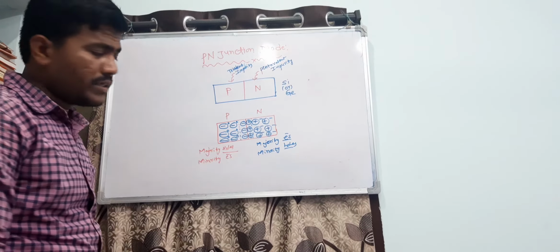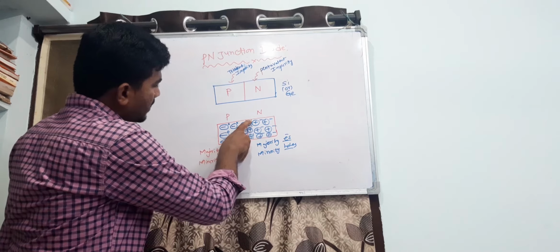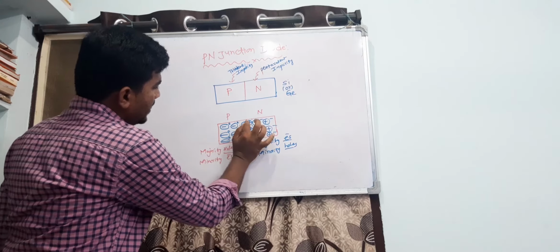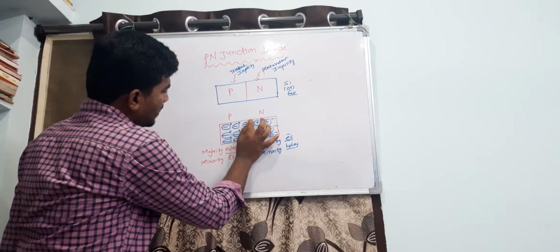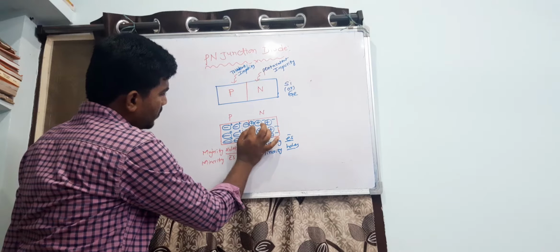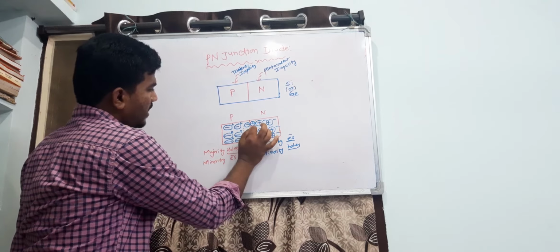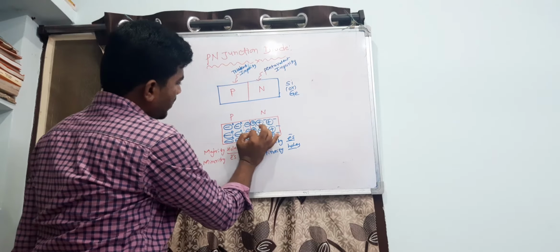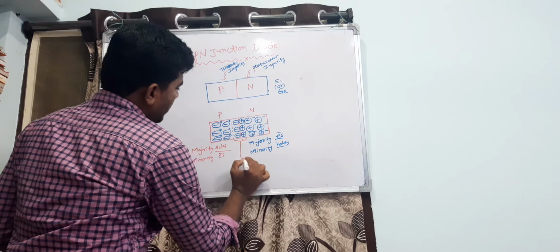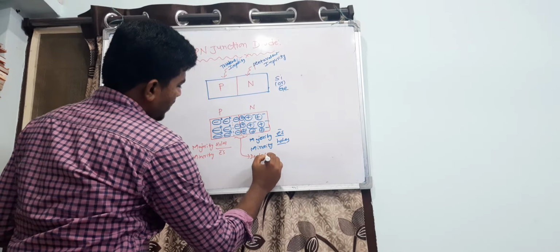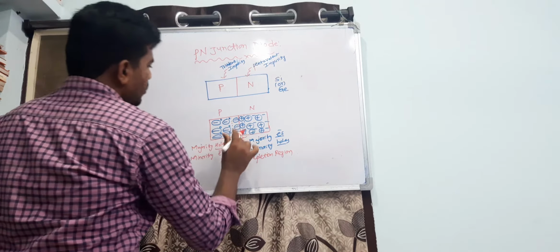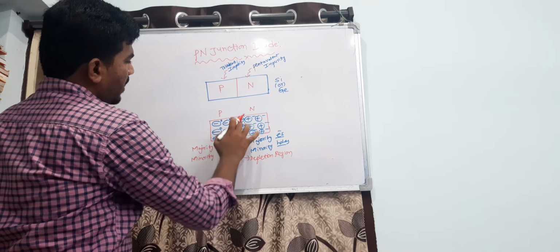At the junction, one electron is here and one hole is there, but due to this very small distance, the electron can cross the junction and recombine with the hole. Similarly on the other side, the electron, due to attraction, recombines with the hole, and similarly some junction will be formed. This junction is called the depletion region.